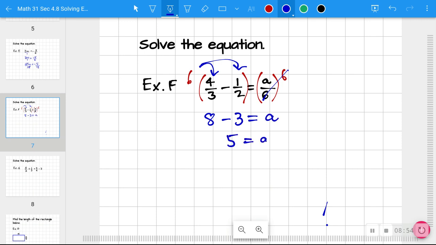5 equals A. Now you may notice that we usually put the variable on the left-hand side, so if you really want to, you can write it as A equals 5. But the meaning is the same either way, so that's an optional step.